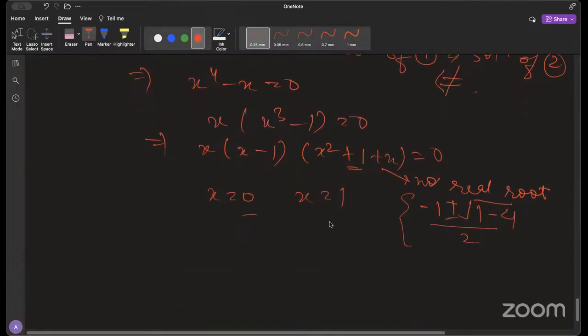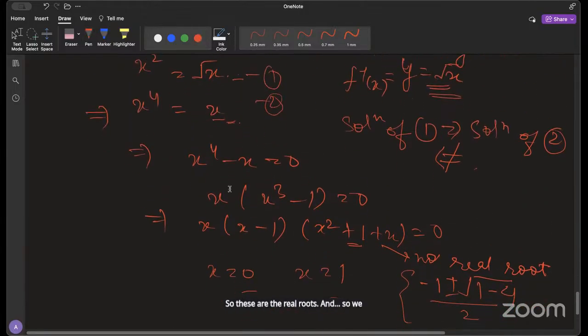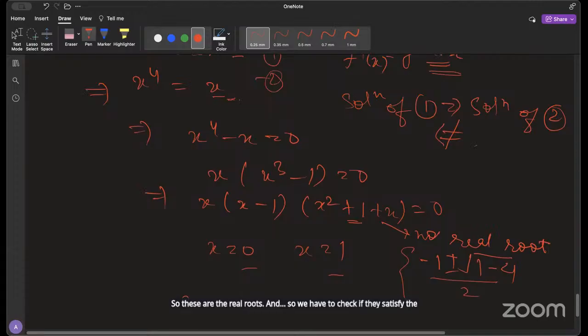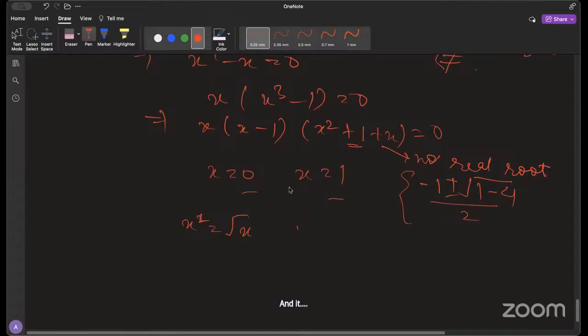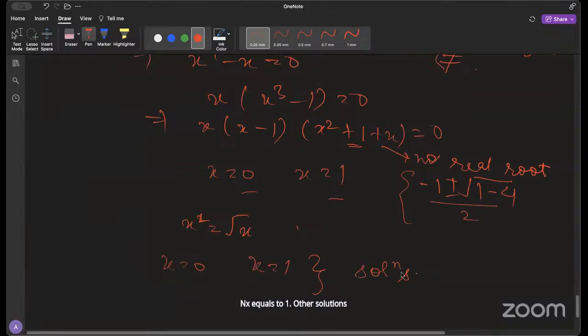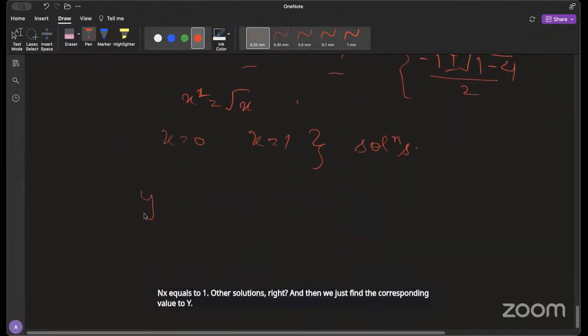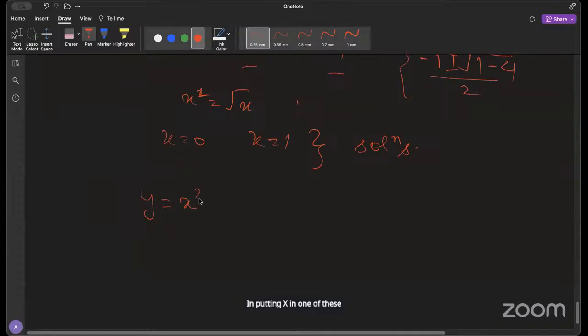So these are the real roots. And we have to check if they satisfy the first equation or not, which is x square equals root x. And they do satisfy it; both of the values of x do satisfy this equation. That's why x equals 0 and x equals 1 are the solutions, right? And then we just find the corresponding value of y by putting x in one of these two equations. Either you put it here or you put it in the inverse, right?